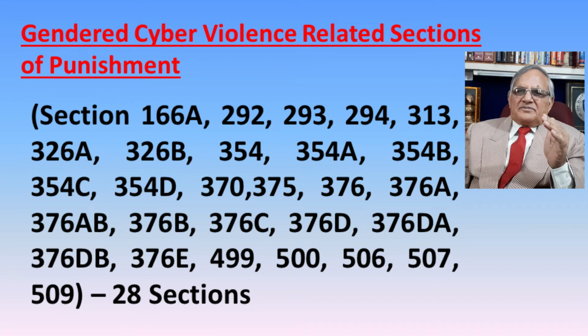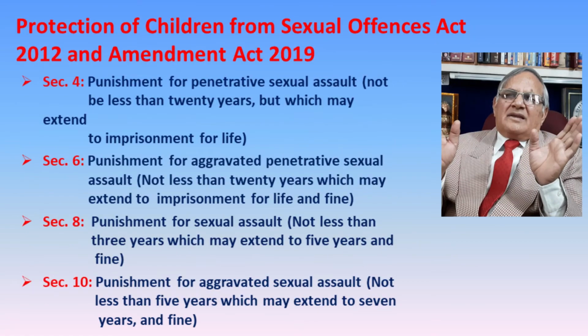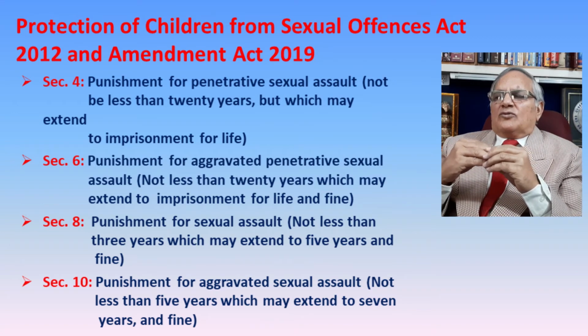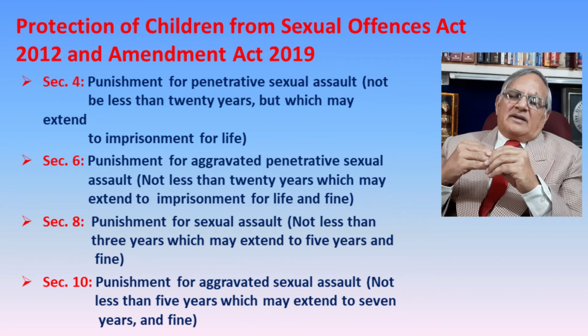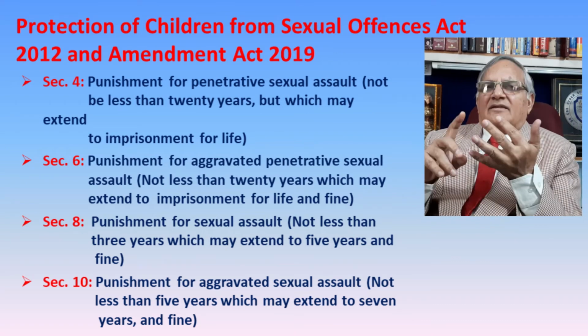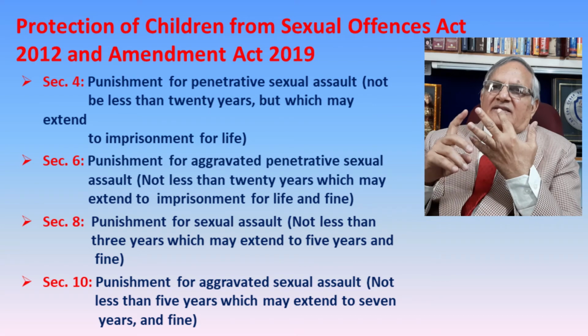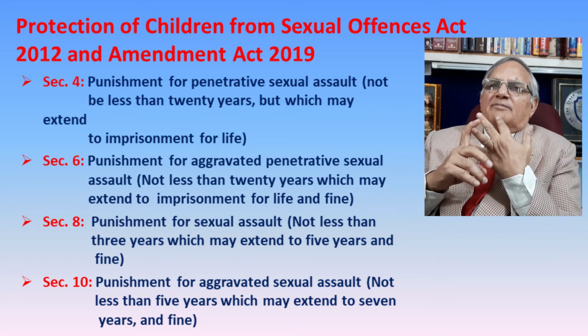Then the next, I think 1-2 more sections, like 507 or 509. Then comes the Protection of Children from Sexual Offences Act 2012 and Amendment Act 2019, which is also called the POCSO Act. We will start from Section 4 of the Act.